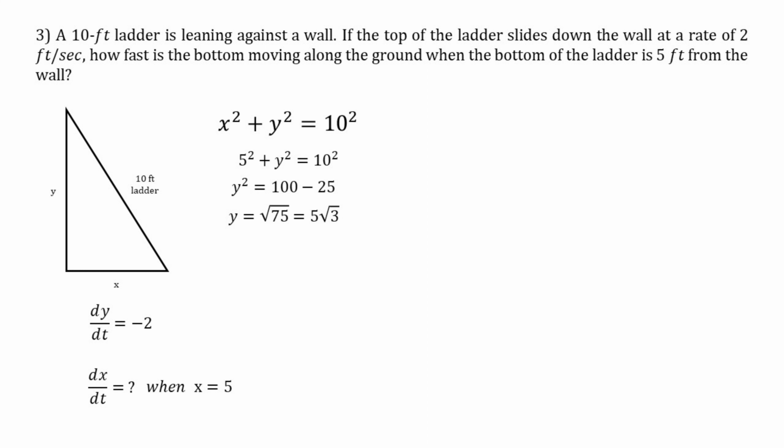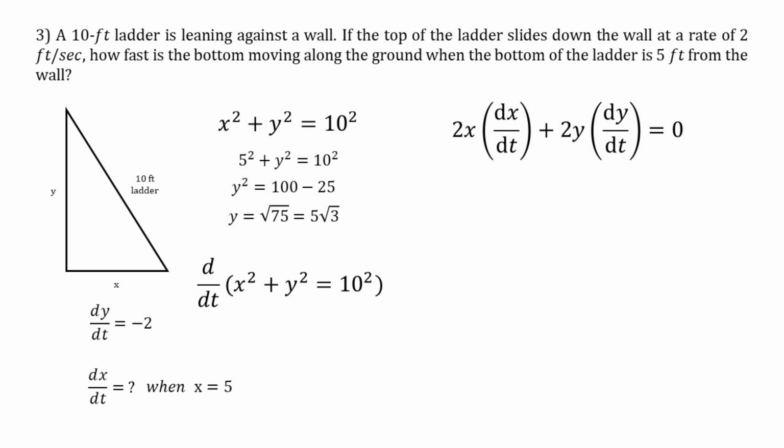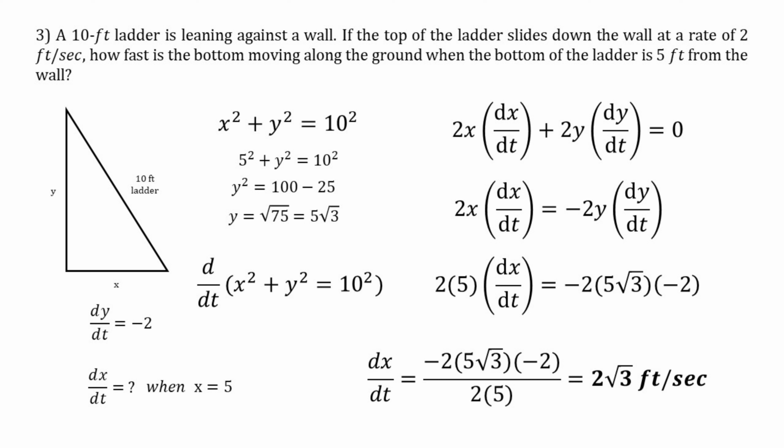After that, we take the derivatives of both sides of the equation. We get 2x times dx/dt plus 2y times dy/dt equals 0. Recall that we are trying to find dx/dt, so let's only leave dx/dt on the left side. By substituting the given, we get 2 square root of 3 feet per second.